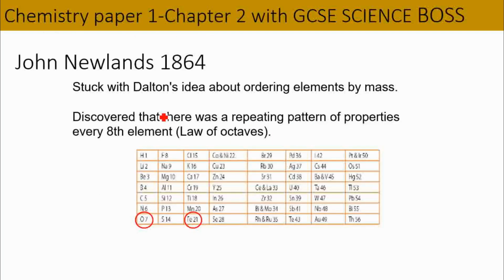Now, after John Dalton, we're now on to John Newlands, who still stuck with the idea of John Dalton by ordering the elements by mass. Okay, but he also realized that there were certain patterns. The patterns were repeating themselves after every eighth element, almost like in music where you have do, re, mi, fa, sol, la, ti. So every eighth element, it was repeating the note. Okay, law of octaves. And as a result of that, you can see he ordered the elements in terms of 1, 2, 3, 4, 5, 6, 7, 8, along with that idea of ordering them by mass.